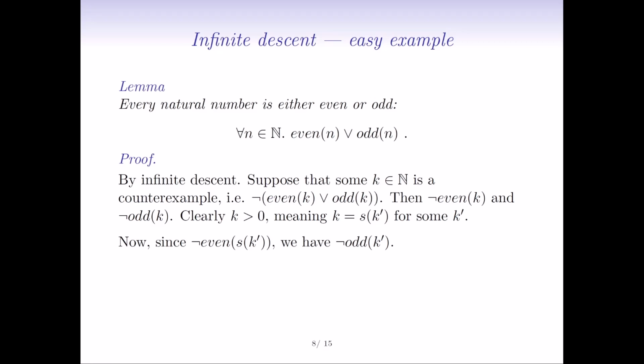And k is not even and k is not odd. So since the successor of k prime is not even, then k prime itself cannot be odd, because if k prime were odd, then the successor of k prime would be even, and we know it is not. In a similar way, since the successor of k prime, which is k, is not odd, then k prime itself cannot be even. If k prime were even, then its successor would be odd, and we know it isn't.